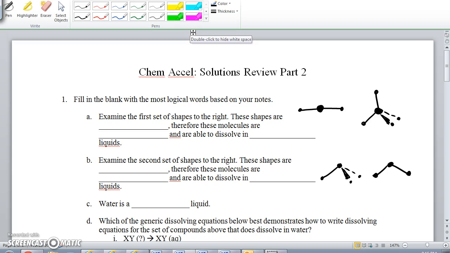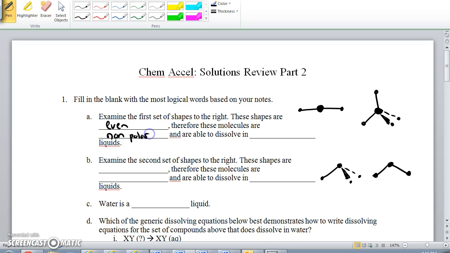It says, fill in the blank with the words best that come to mind from what we've learned. In so many words, obviously, it's not word for word translation; I'm doing the spirit of the instructions. The first one says, examine the shape to the right. If you look at these shapes, they're evenly spread out. So these shapes are symmetrical or even. Therefore, these molecules are non-polar.